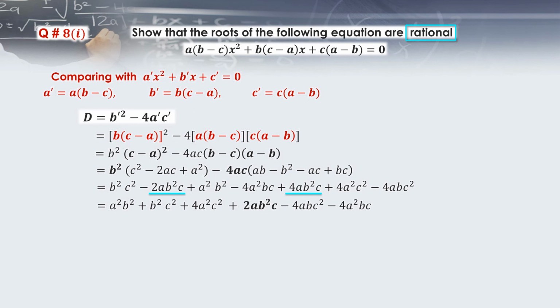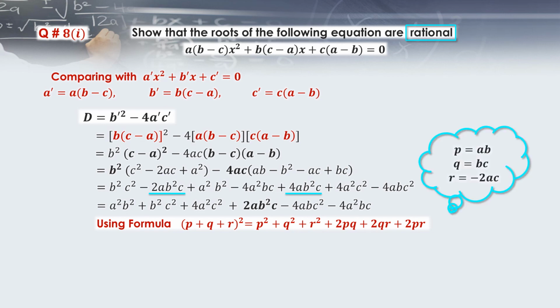Since we are trying to show that this expression is a perfect square, we'll use the formula p plus q plus r the whole squared is equal to p squared plus q squared plus r squared plus 2pq plus 2qr plus 2pr. In the formula, there are 3 square terms and 3 product terms. So by comparing the resultant expression with the formula, we identify p as ab, q as bc and r as minus 2ac.